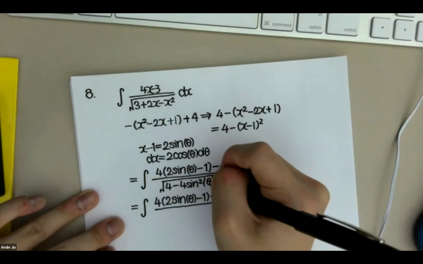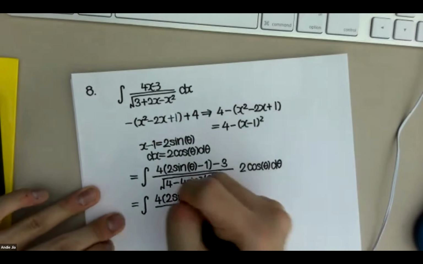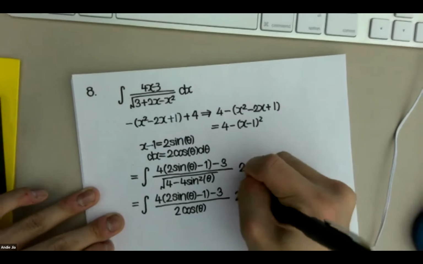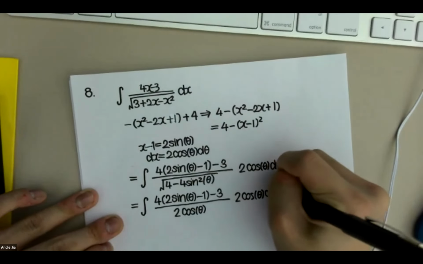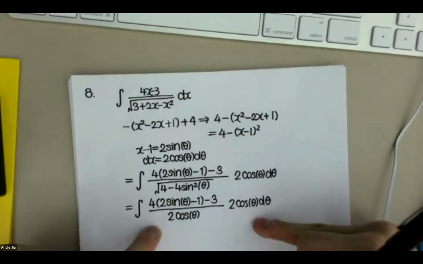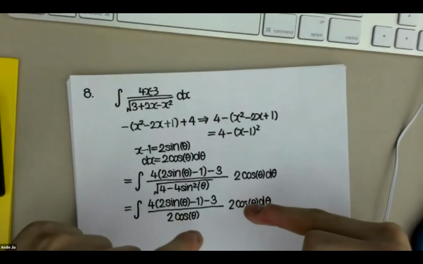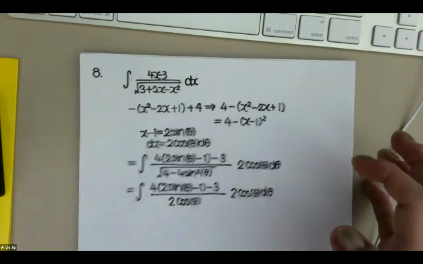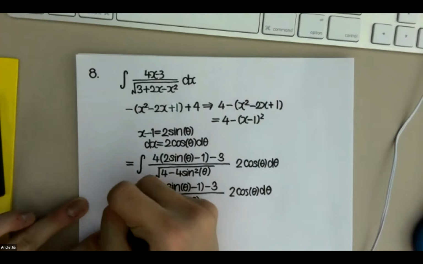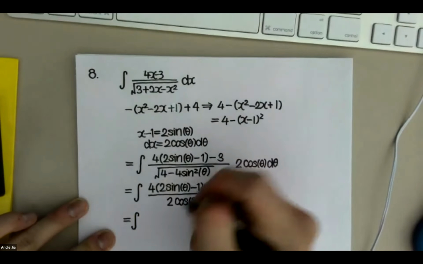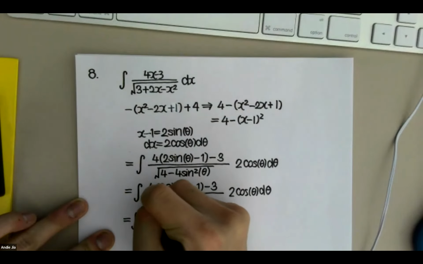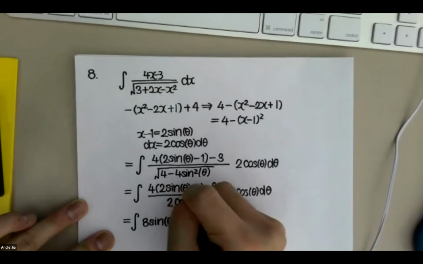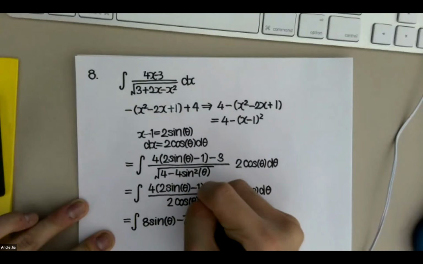For cosine squared of theta, it becomes 2 cosine of theta, and you have cosine of theta here. This one canceled away, so we have this. That is so much more straightforward, right? It's going to be 8 sine theta minus 4, 3, 7. We have this.